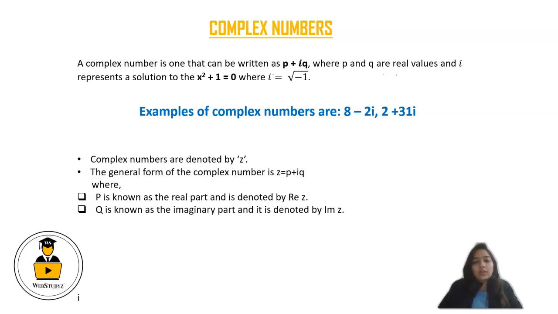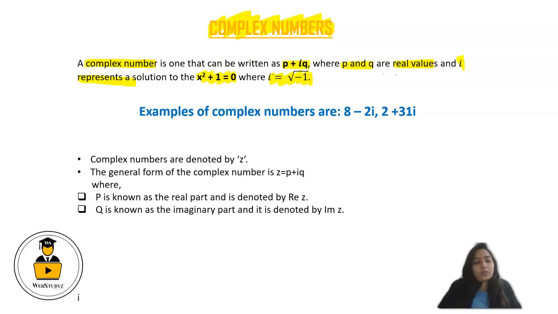Today we are going to study complex numbers. So first of all, we will see what complex numbers are. A complex number is one that can be written as p plus iota q, where p and q are real values and iota represents a solution to x square plus 1 equal to 0, where iota is equal to under root minus 1. So this is the definition of a complex number.